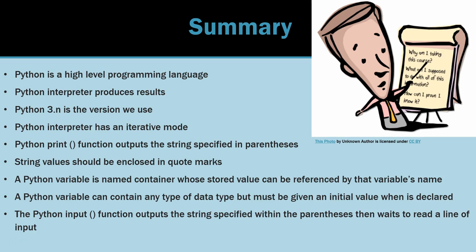Just be careful when you're trying to do operations with strings and numbers. In the next module, we're going to learn how to change a string to a number and a number to a string to make sure that all your examples and problems come out right. The Python input function outputs the string specified within the parentheses, then waits to read a line of input. So you can have sort of a conversation with Python, right?